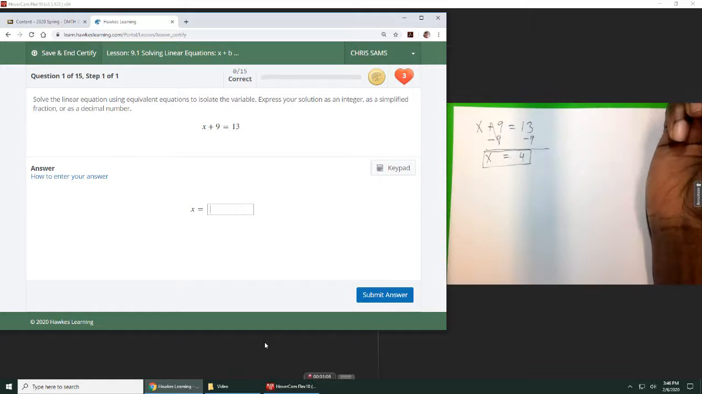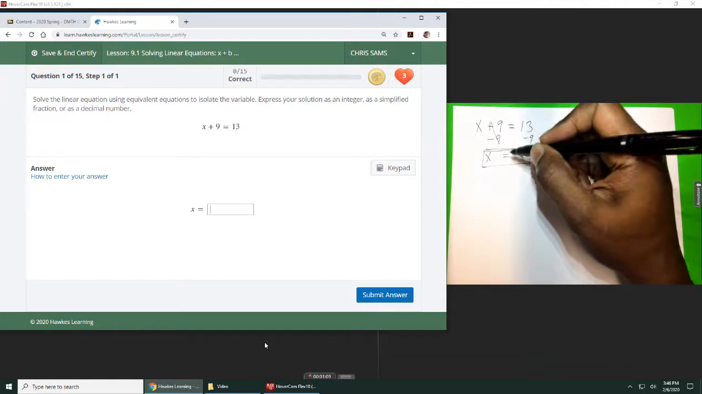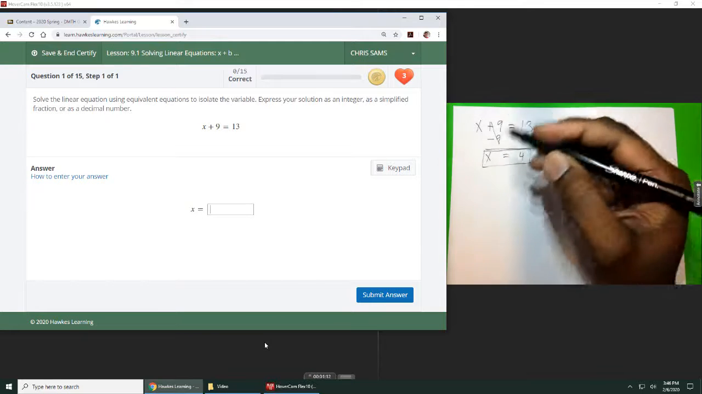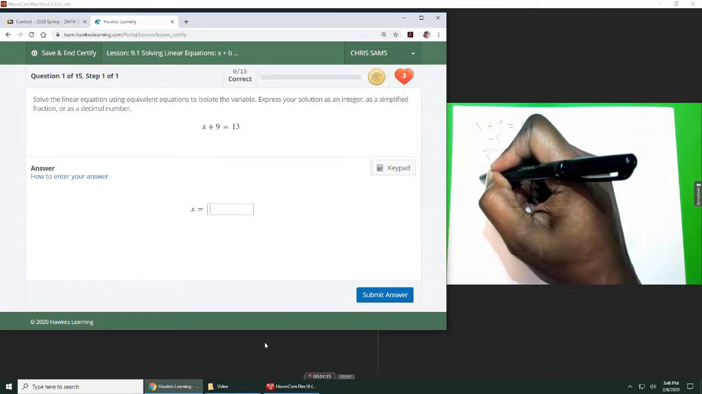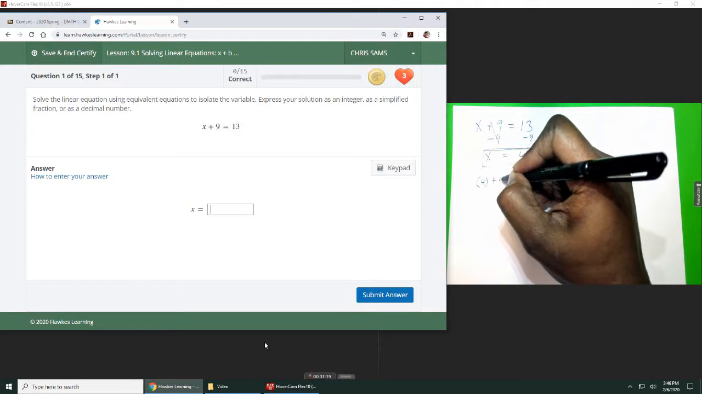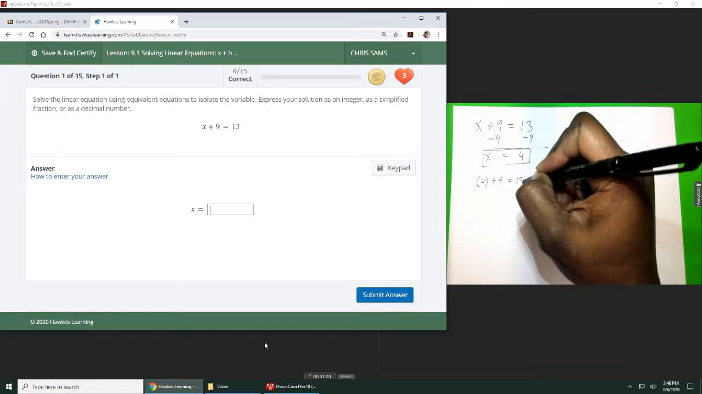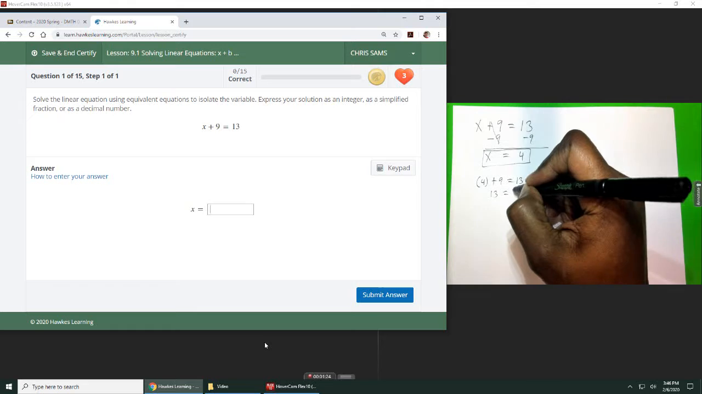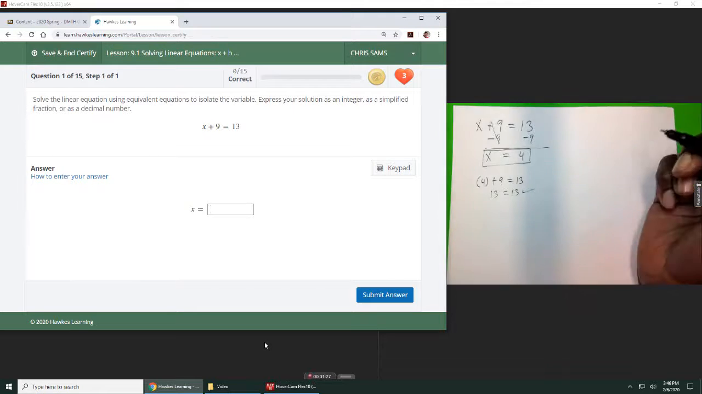One of the things you want to get used to doing is checking your work. So once you get that number, take it and plug it back into your original equation. So where x was, we're going to replace it with the 4. And then do plus 9 and see if that is equal to 13. And if you add 4 plus 9, you do get that 13 is equal to 13. So that's how you check.